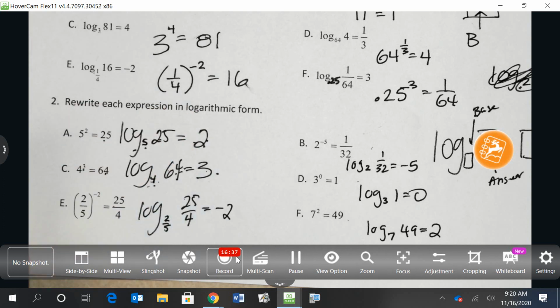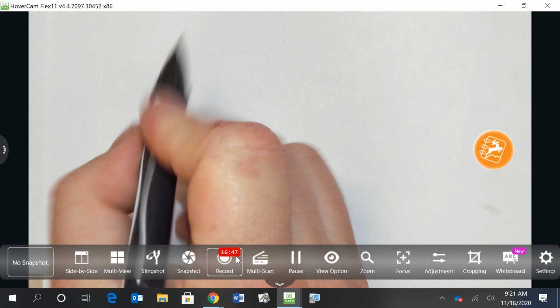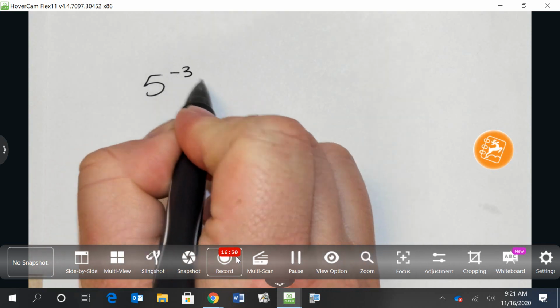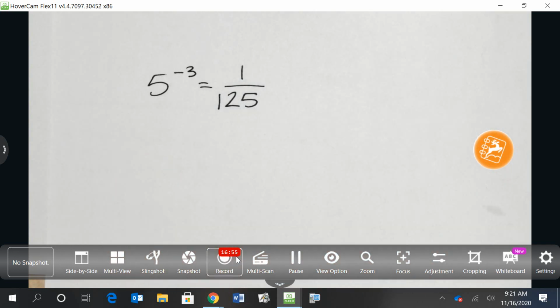The answers for B, D, and F are shown here. We're going to just take a practice assessment to see where you are. So here's the first one. On your paper, you will not be sharing this with me. On your paper, not in the chat, please write down, is this currently in exponential form, or is this currently in logarithmic form?